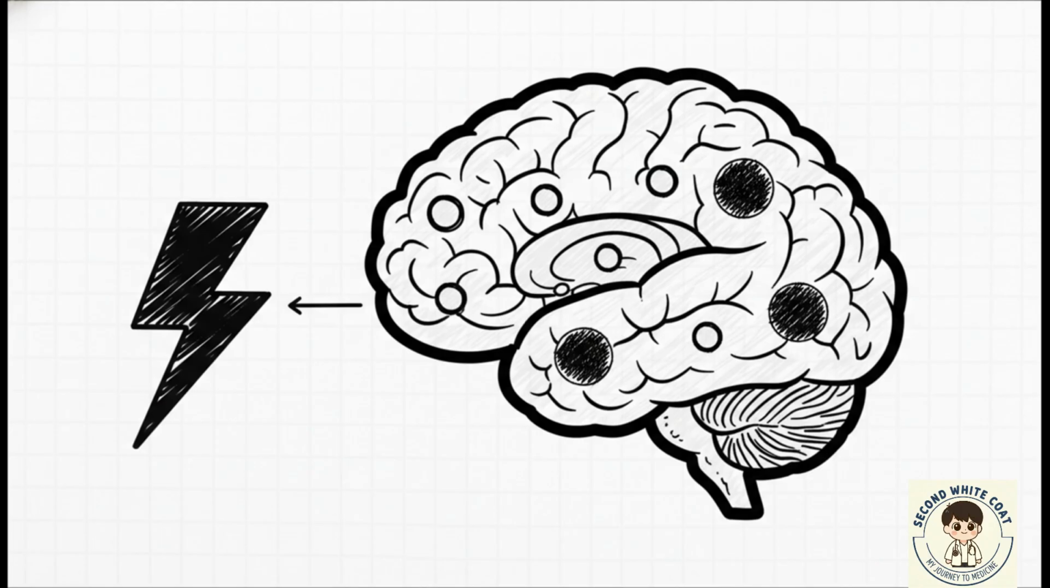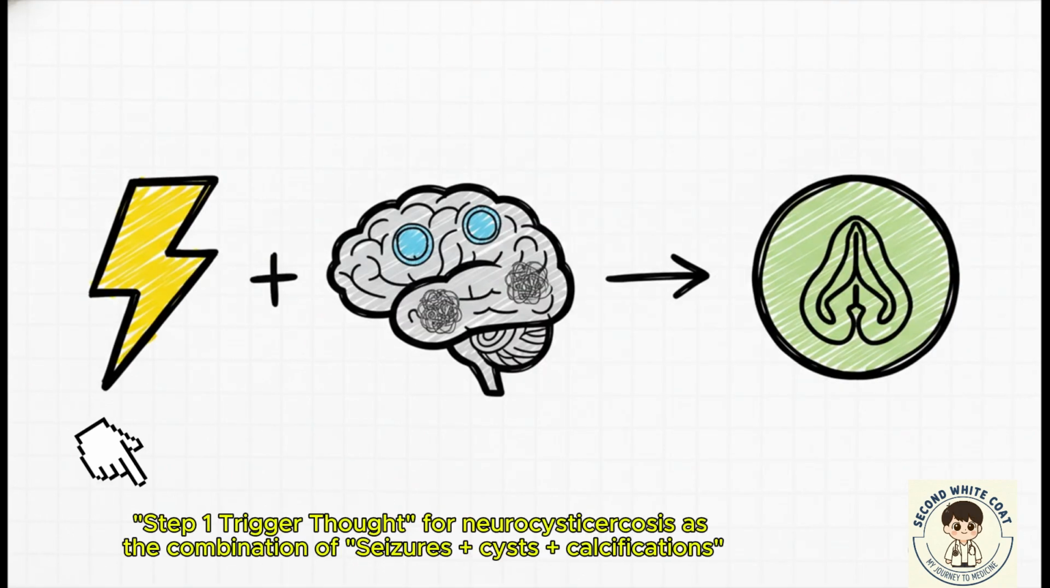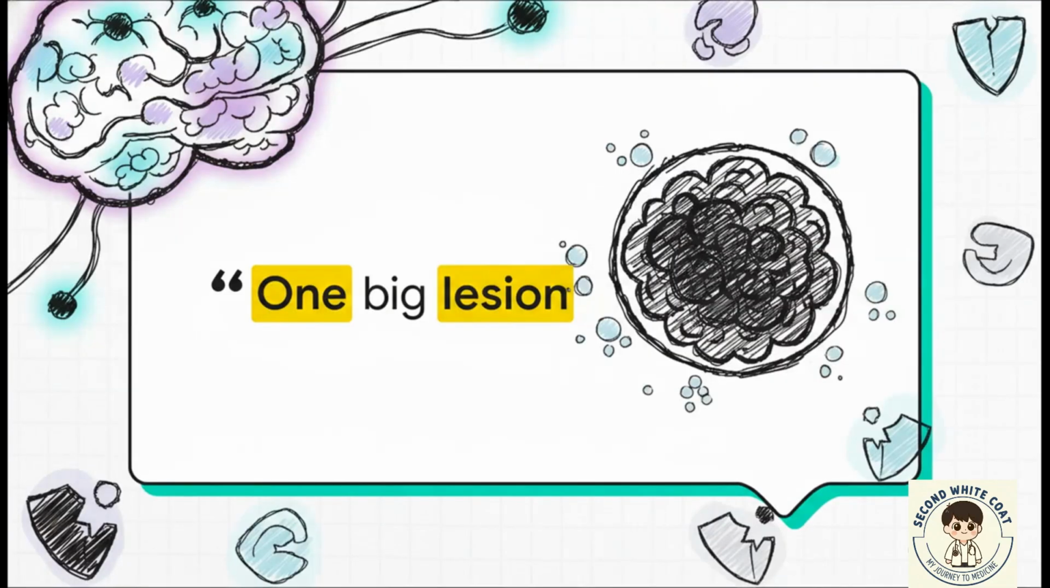What's really cool is you can often see them in different stages. Some are active, some are dying, and some are just old, calcified scars. So the trigger for this one is crystal clear. The main presentation is seizures, and the imaging shows cysts, especially with some calcifications thrown in. You've got your diagnosis. It's neurocysticercosis. And that brings us to our final file, CNS lymphoma.